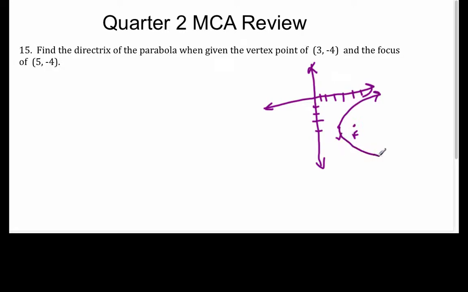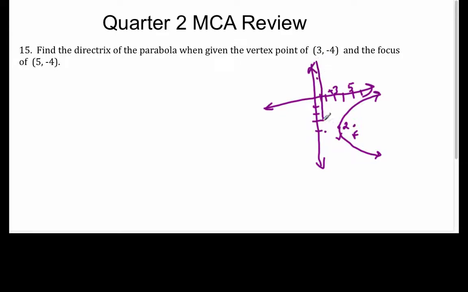So again, real rough sketch. All right, so here is our 3, and here's 5. Notice how these two are 2 apart. Remember we said before that the definition of a parabola is that each point is equidistant from both the focus and the directrix. So if I'm 2 away in here, then I need to be 2 away back here. And that's where my directrix is going to be.